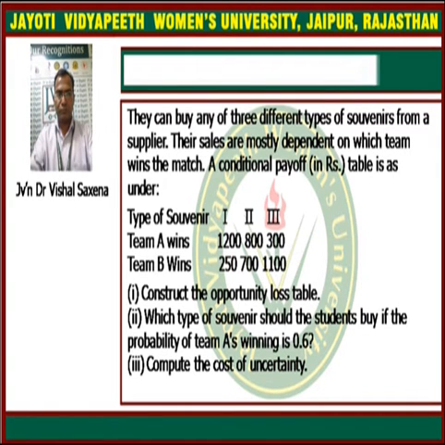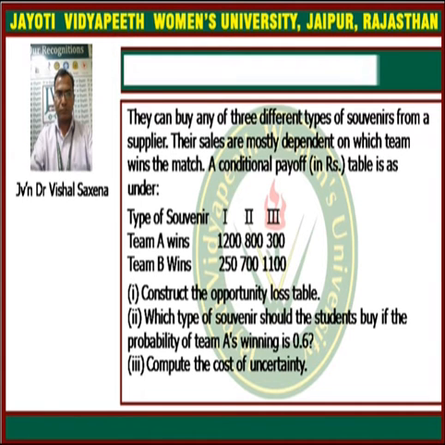They can buy any of three different types of souvenirs from a supplier, and their sales are mostly dependent on which team wins the match. So when the students buy souvenirs from the supplier, there are just three types of souvenirs, but their profit and sales are mostly dependent on which team wins the match. That concept gives a conditional payoff table in rupees, as under.